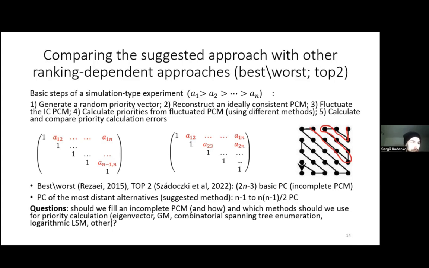The problem is that both best-worst and top two methods deal with incomplete comparisons, while our approach can provide both incomplete and complete ones. I mean matrices. So there are several open questions, such as, do we need to complete incomplete matrices? And if yes, then how exactly should we complete them? And then which method exactly should we apply for priority calculation? Like eigenvector method, geometric mean, combinatoric spanning tree enumeration method, logarithmic least squares, or some other.